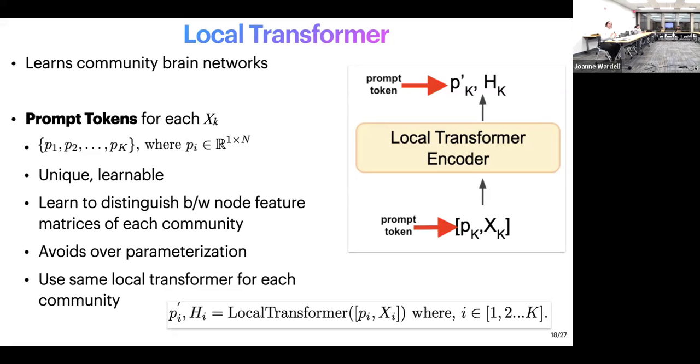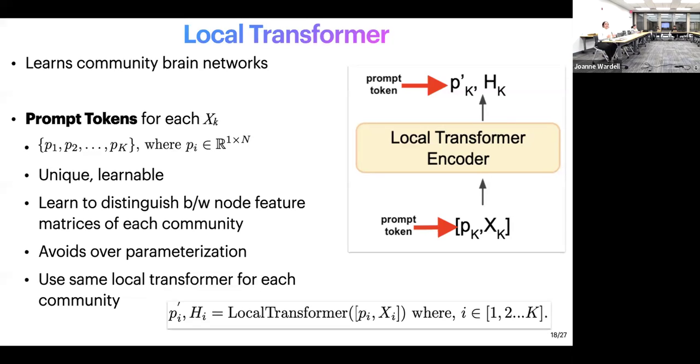So we use these prompt tokens, and for each different community, we have a prompt token. It's a column vector that has the same dimension as the ROI. These are unique and learnable vectors that are used to distinguish between the node feature matrices of each community.